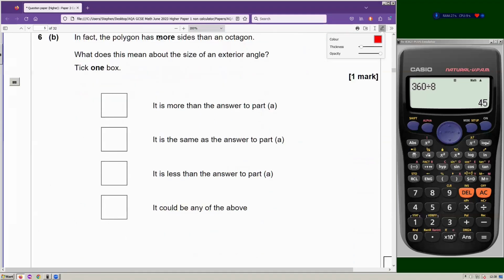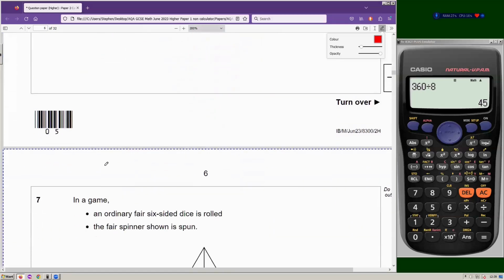In fact, the polygon has more sides than an octagon. What does this mean about the size of an exterior angle? It is more than the answer. It is the same as the answer. It is less. Well, it's going to be less than the answer, because the more sides you have, the smaller the angle is going to be.